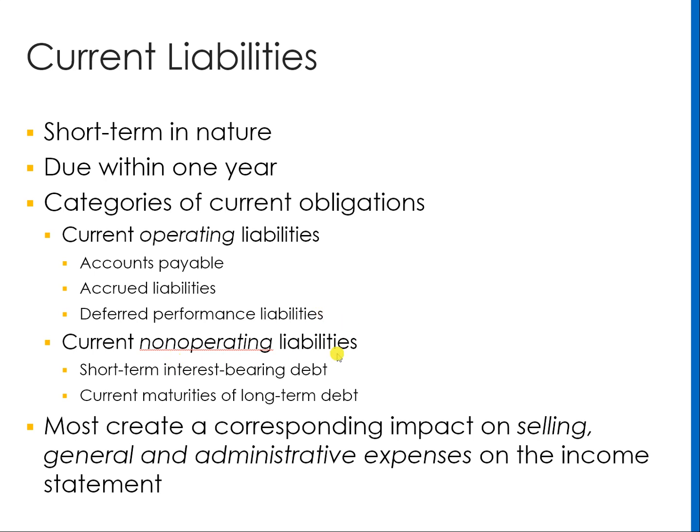And non-operating liabilities include, for example, short-term interest-bearing debt, and then we have the current maturity of long-term debt. Long-term debt is not a current liability, but some part of it is going to mature very soon. It's a current maturity. For example, a mortgage is a long-term debt, but next month's payment is a short-term liability. It's the current maturity of a long-term mortgage. Most of these things are going to incur an expense at the same time, so it's going to affect our income statement.